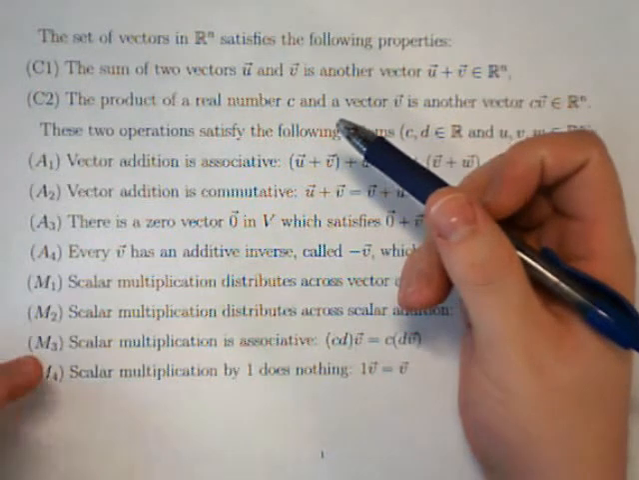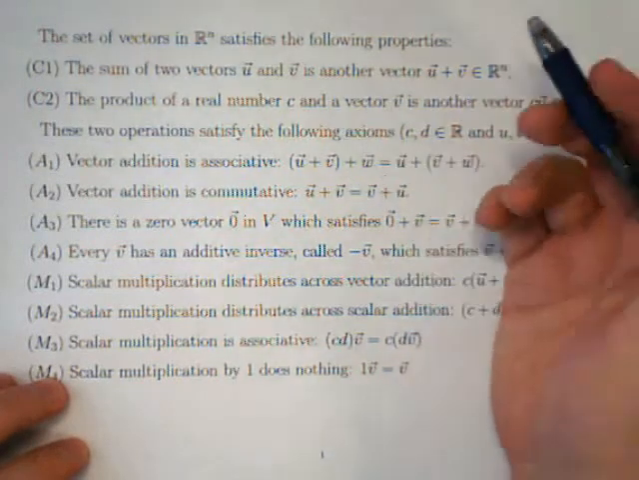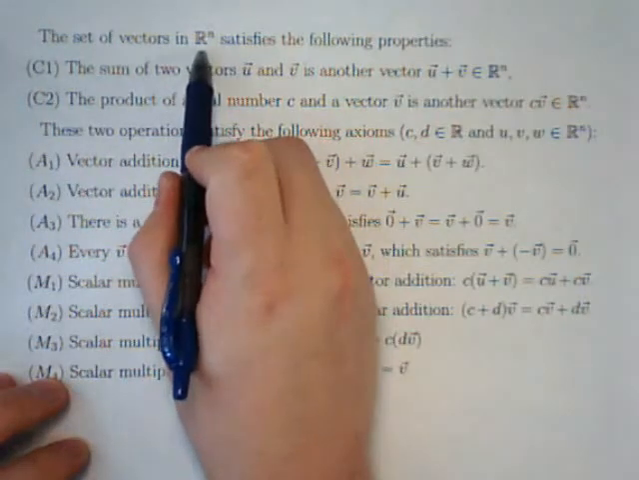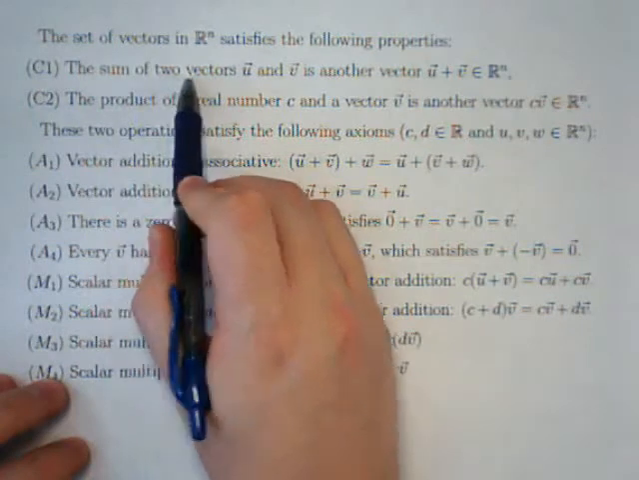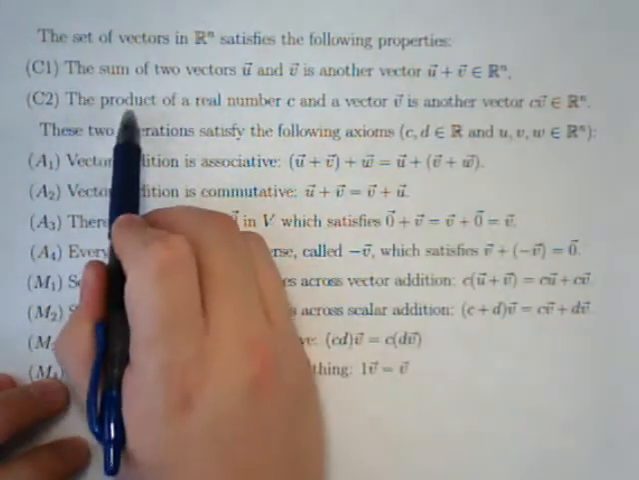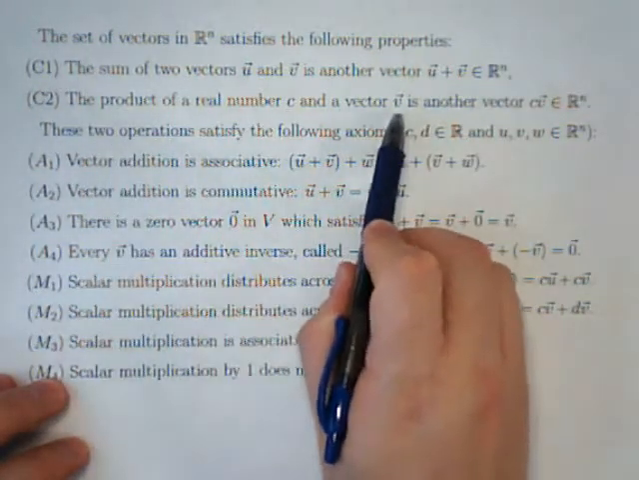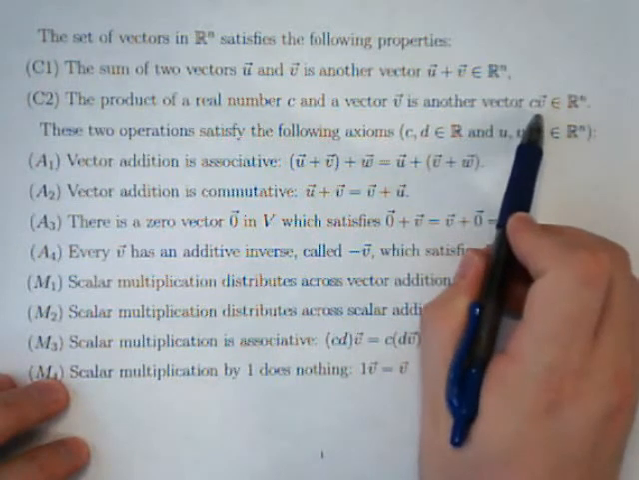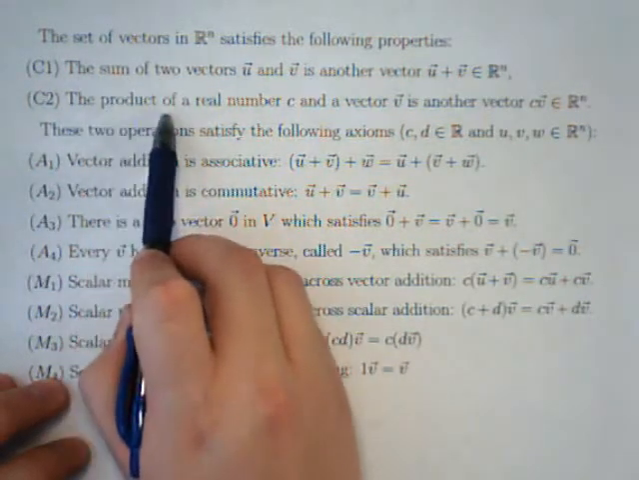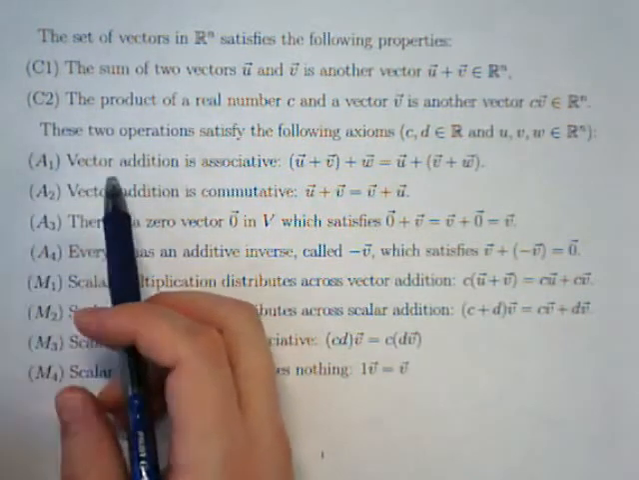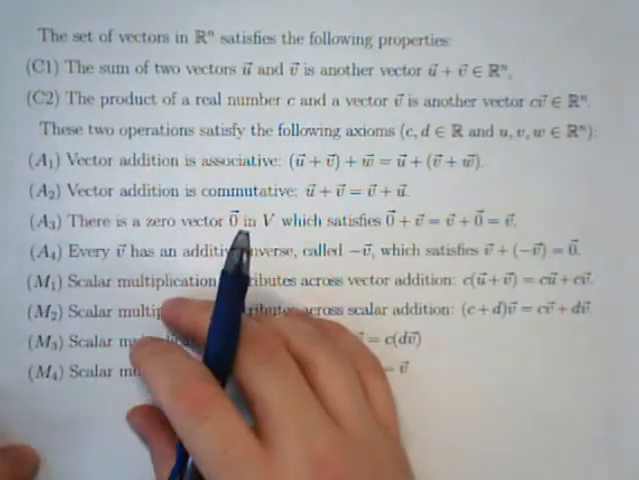In this screencast, we're just going to look at where vector spaces come from. The idea is when we're dealing with vectors in Rn, it satisfies a bunch of properties. The sum of two vectors is another vector. The product of a real number and a vector v is another vector, called the scalar multiple of a vector. And these two operations, vector addition and scalar multiplication, satisfy the following 8 axioms.